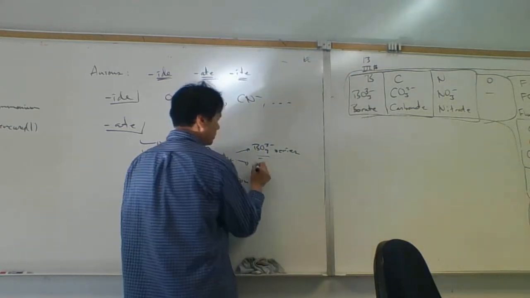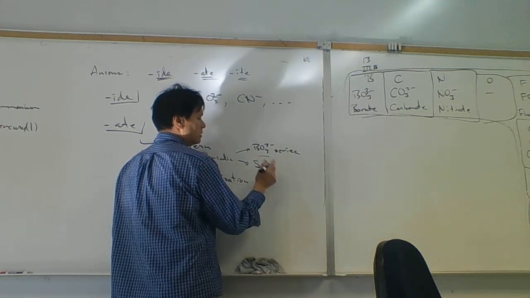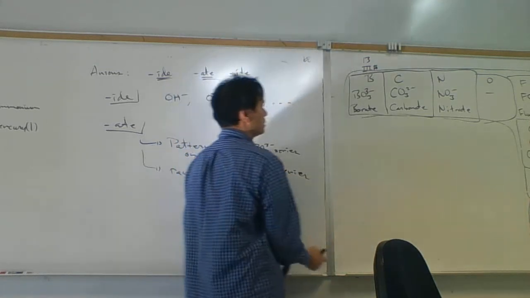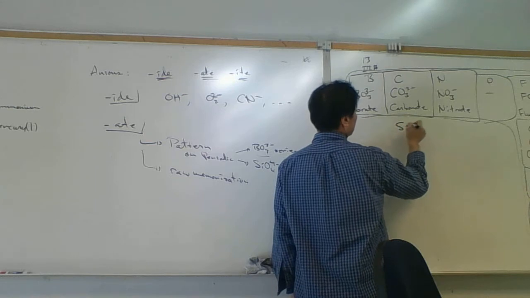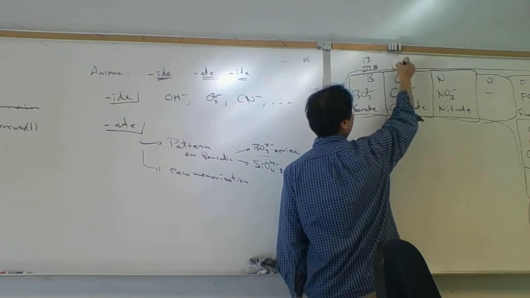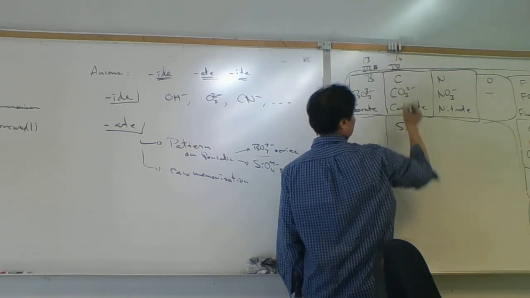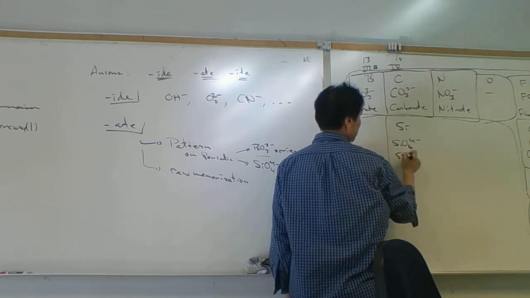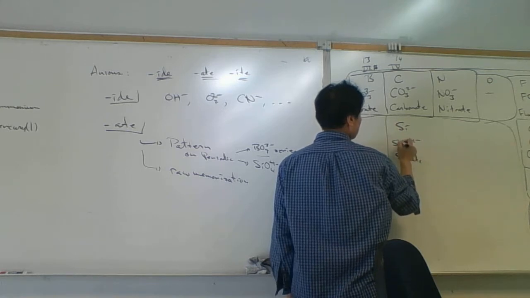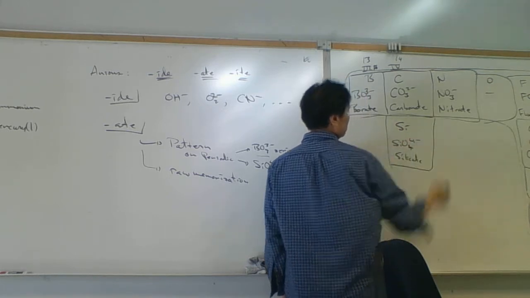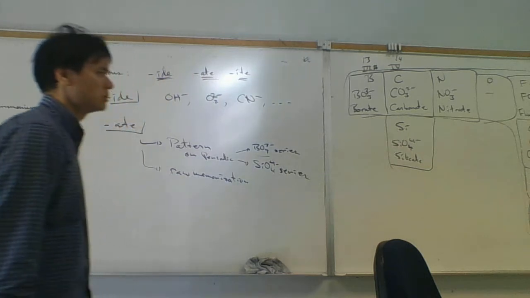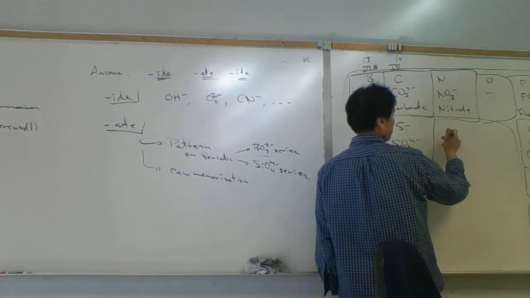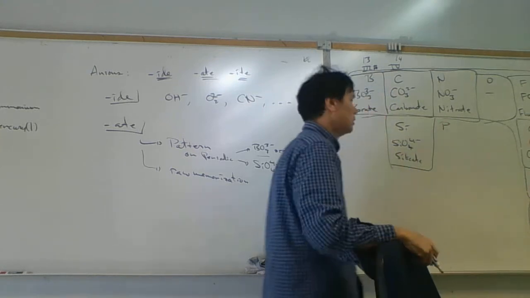And so the other series is the silicate series. Silicate is SiO4 4 minus. Call it the silicate series. Silicon is right below carbon. And what group is this? Group 4 or 14. And so SiO4 4 minus is what we call silicate. And that's where we're going to start in this series. And so next to silicon is what element? Phosphorus.